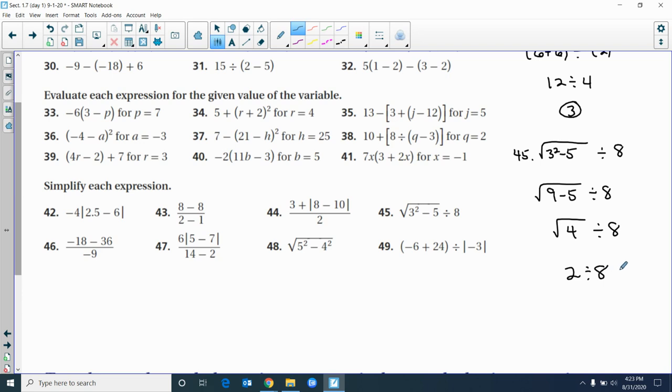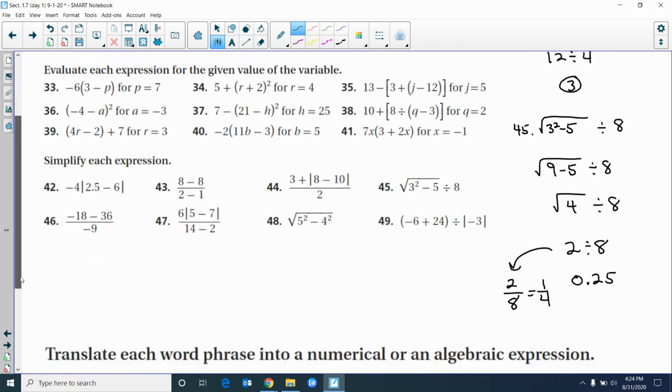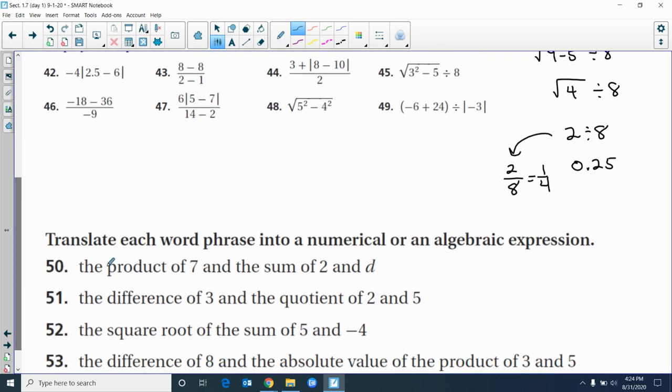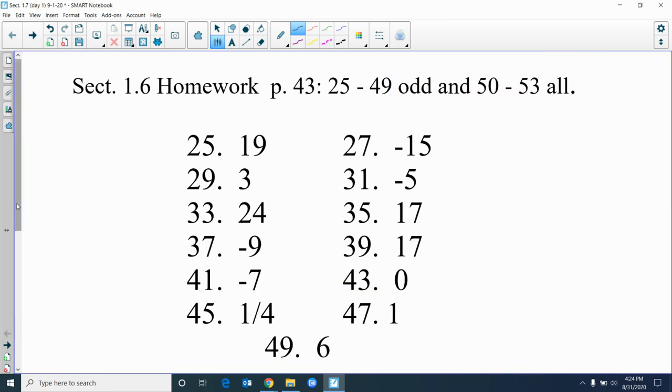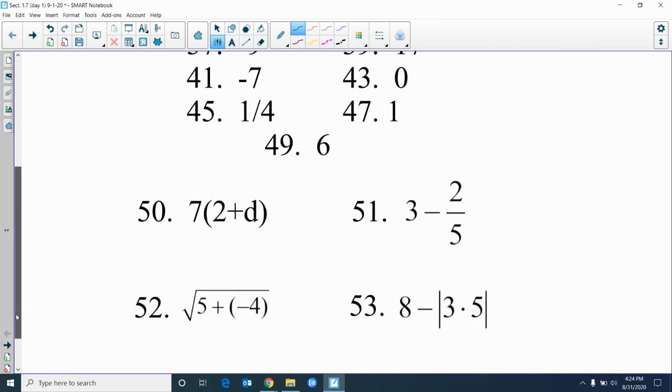Now, some of you may have done that on your calculator and got 0.25. I'll accept that. But also, here's how they got 1/4. Well, 2 divided by 8, you can write that as 2 over 8, and that reduces to 1/4. 1/4 and 0.25 are equivalent. Okay, just kind of circle any other issues you had. We'll go over them when we get time. Here's these 50 through 53, the original problems. And then, like you said, we went over the answers in this case.